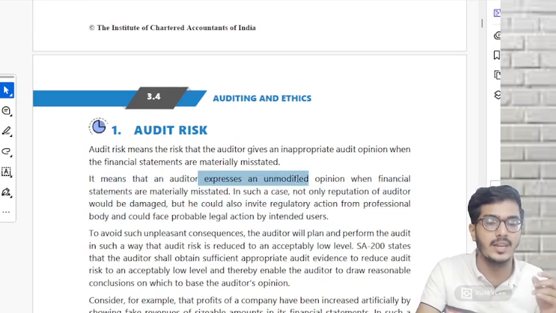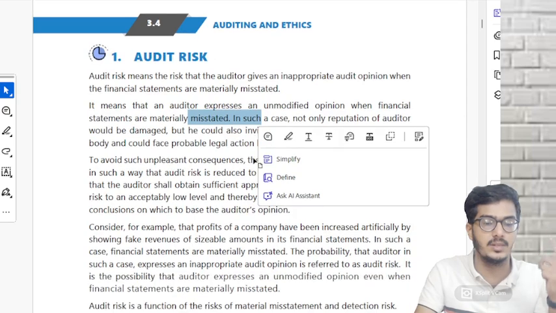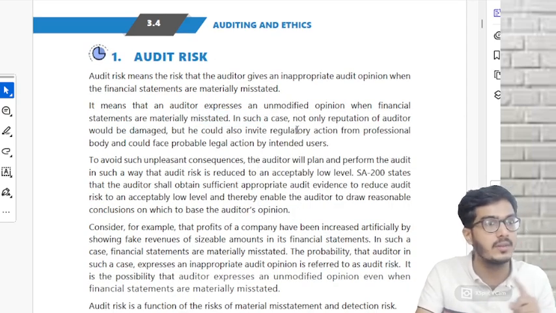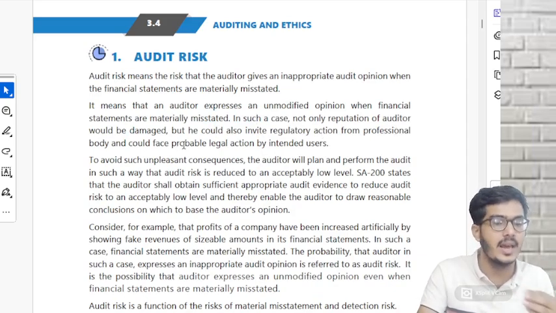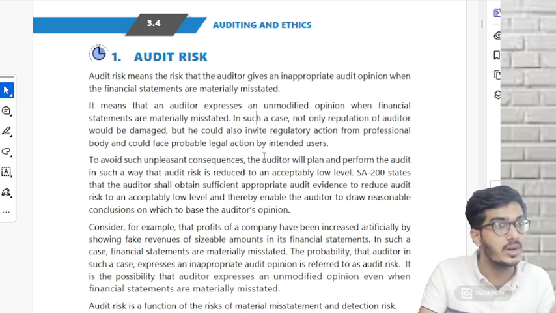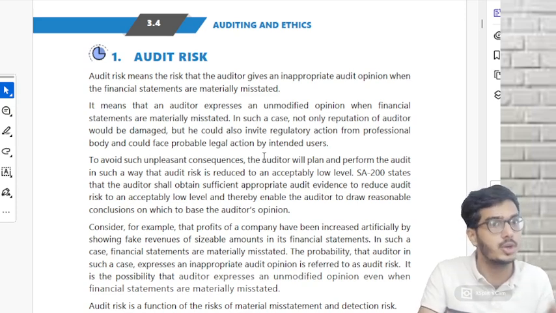It means that an auditor expresses an unmodified opinion when the financial statements are materially misstated. In such a case, not only would the reputation of the auditor be damaged, but he could also invite regulatory actions from the professional body, that is nothing but ICAI, and could also face probable legal action by intended users. You are an auditor, you are a chartered accountant, you must use due diligence while doing an audit.